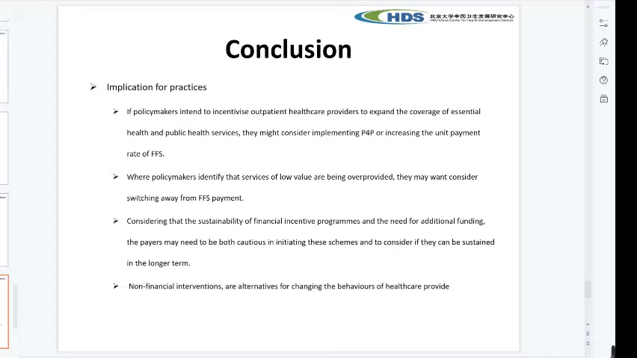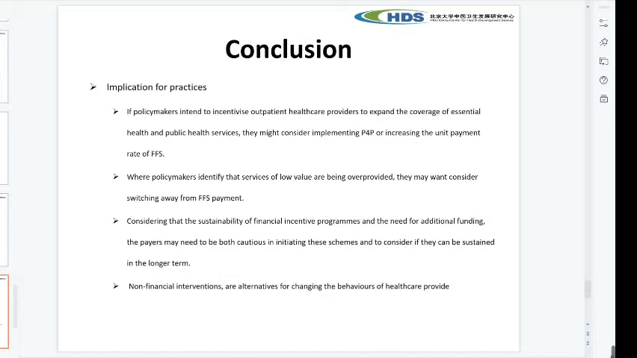We propose the following implications for practice. If the policymakers intend to incentivize outpatient healthcare providers to expand the coverage of some services, especially preventive, essential, or public health services, they might consider implementing P4P or increasing the unit pay rate of fee-for-service. But when the policymaker identifies some low-value services being over-provided, they may want to consider switching away from fee-for-service payment.